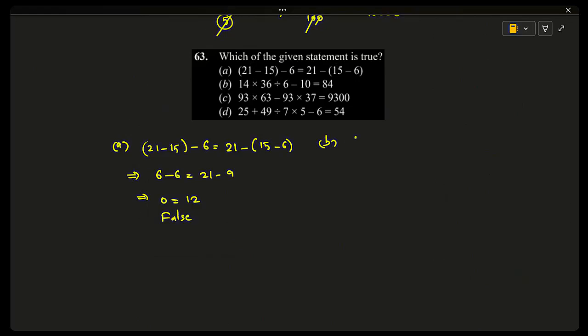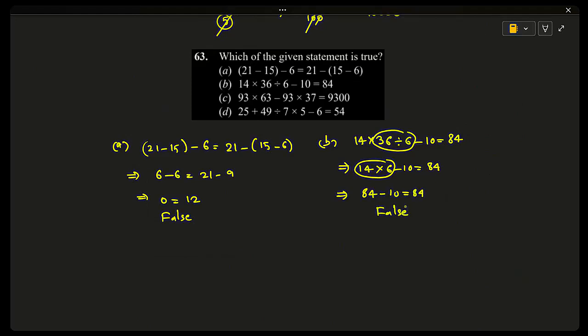Option B. 14 into 36 divided by 6 minus 10 is equal to 84. So we know the DMAS rule. So first division. 36 by 6 is 6. Minus 10 is equal to 84. Then we have to do this multiplication. 14 sixes are 84. Minus 10 is equal to 84. Definitely it is false. Why? Because 84 minus 10 is not equal to 84.